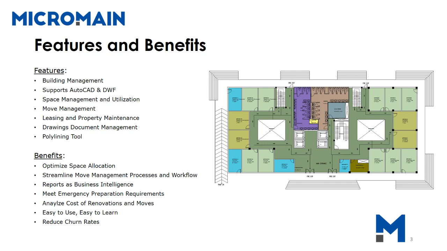Some of the benefits of MicroMain's FM software is the optimized space allocation. You can streamline move management processes and workflow. Reports as business intelligence. You can meet emergency preparation requirements. You can analyze cost of renovations and moves. The FM software is easy to use, easy to learn, and using the FM software can help reduce churn rates.